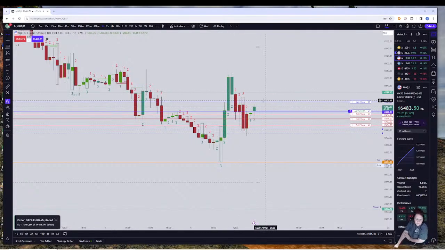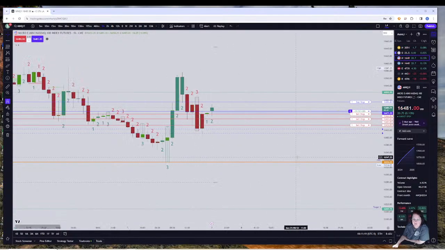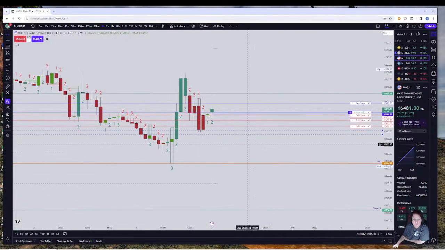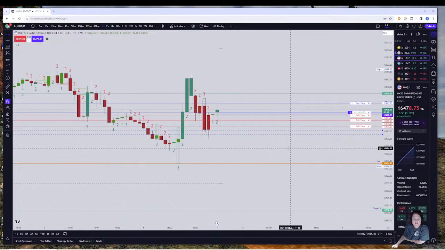So a lot of times I'll just play reversals inside of the mother bar range, and you can also call them a range too. It is technically a range, but it's just helped me a lot, being able to trade inside that mother bar.